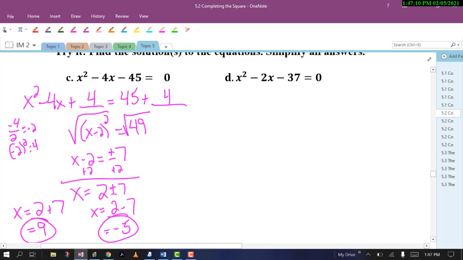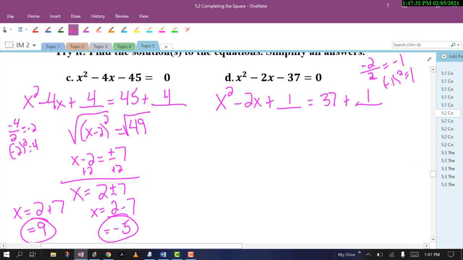Letter D, same thing. x squared minus 2x. We're going to kick the 37 to the other side, so we add 37 to both sides, and we leave the spaces on each side for whatever we're adding in. So that's negative 2 divided by 2, cutting it in half, so negative 1. And negative 1 squared is 1. So we're adding 1 into these equations.